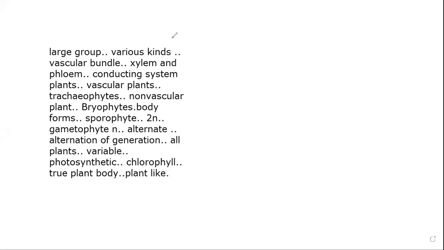We studied about the general characteristics of plants. We studied that we have two types of plants: those that have vascular bundles, also known as conducting tissues, and those that do not have vascular bundles, called the non-vascular plants. The main example is bryophytes. I also told you that bryophytes are photosynthetic in nature and are divided into three main divisions.